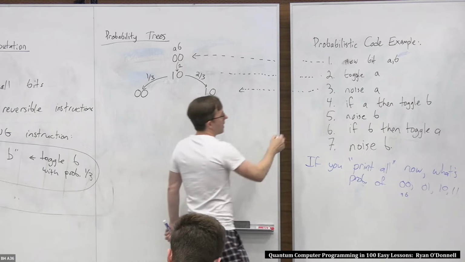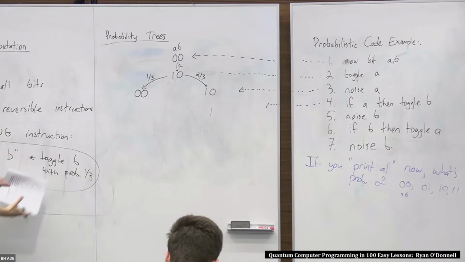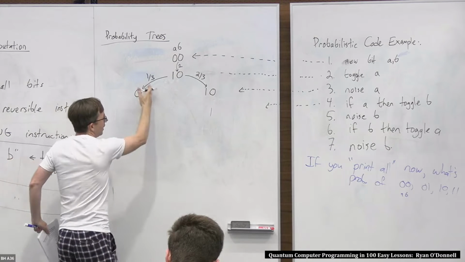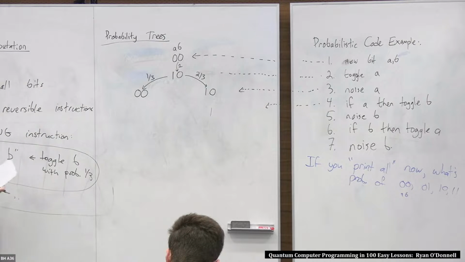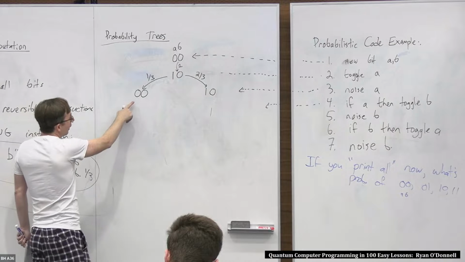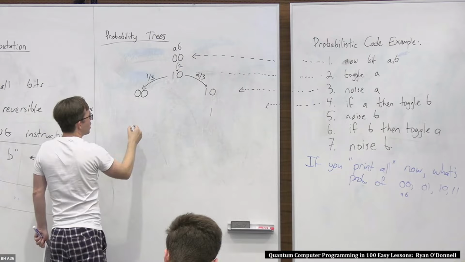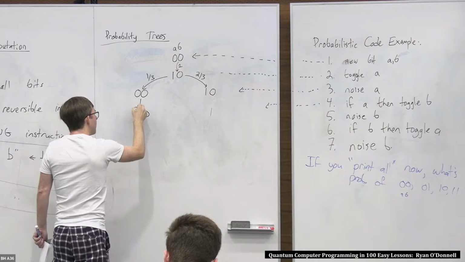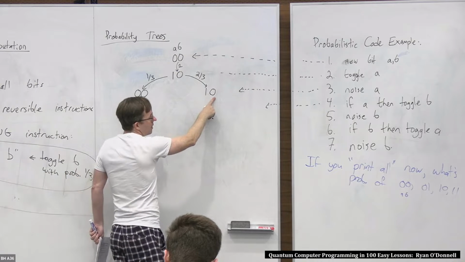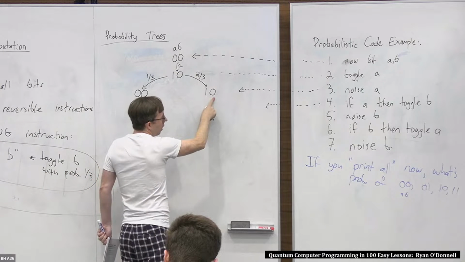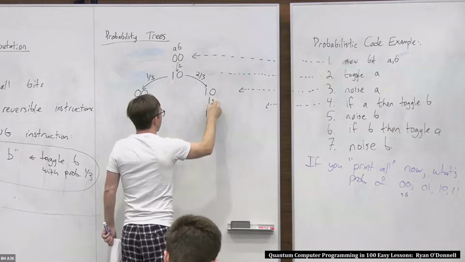Okay, then the next line says if A, then toggle B. And now I have to keep track of two, I'm making a tree here. I have to keep track of two completely different world trees. I have to recurse the same process on each of these situations. So in this world, A is 0, B is 0, so A is not true, so we don't toggle B, so we just stay 0, 0. And that happens with probability 1. In this world, A is 1 and B is 0, so we do toggle B and we get to 1, 1. And that happens deterministically with probability 1.